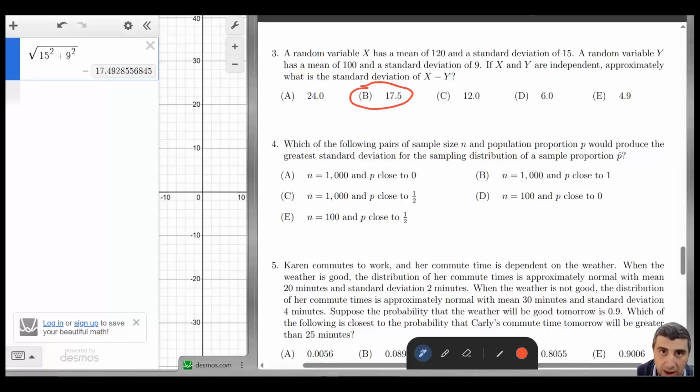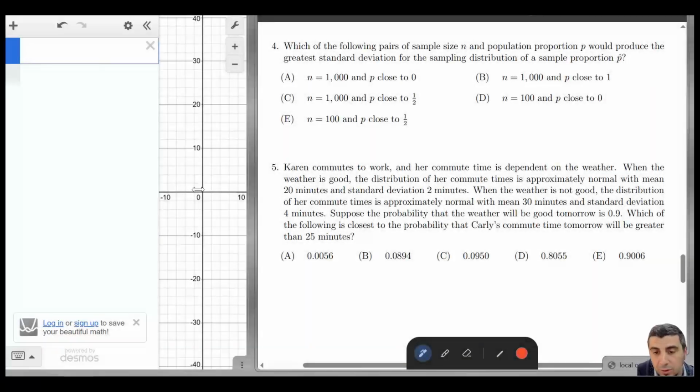Whether we add or subtract, you still have to add when calculating the combined standard deviation. Number 4, which of the following pairs of sample size n and population proportion p would produce the greatest standard deviation for the sampling distribution of the sample proportion p hat?